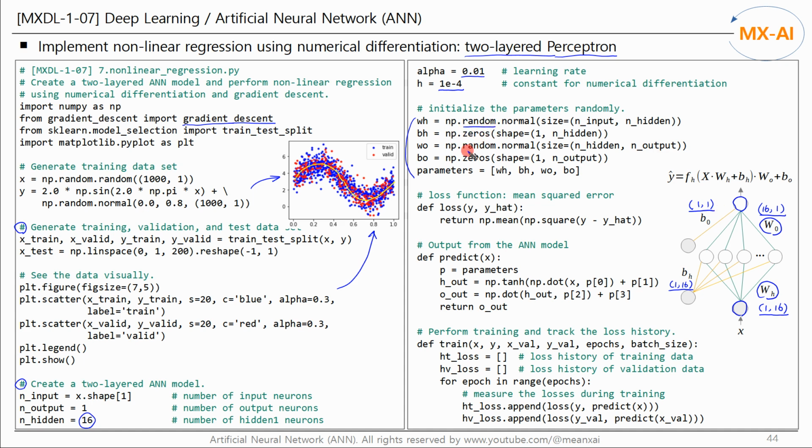WH and WO are initialized to random values, and BH and BO are initialized to 0. The parameter list contains these matrices.